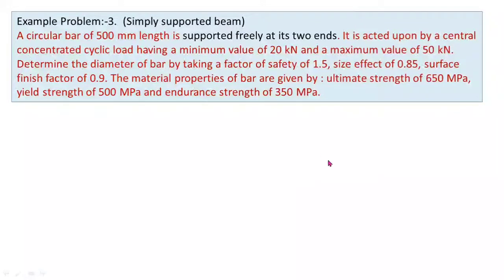This is our given question. From the given question, first you have to identify the given data. Here you can observe, a circular bar of 400 mm length is supported freely at its two ends. Supported freely at its two ends, two ends means it is a simply supported beam.